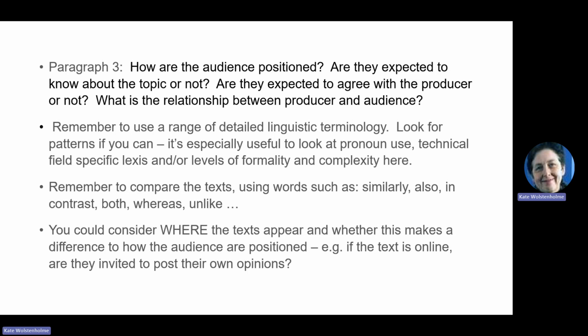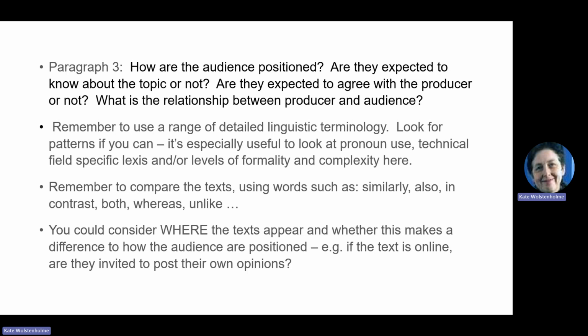You could also talk, though, not just about pronoun use, but maybe how much technical lexis do they use? How much low frequency lexis? So are they assuming an audience that has some specialized knowledge here, or are they using high frequency lexis, non-technical lexis, and sort of spelling things out? You could think about where they are as well.